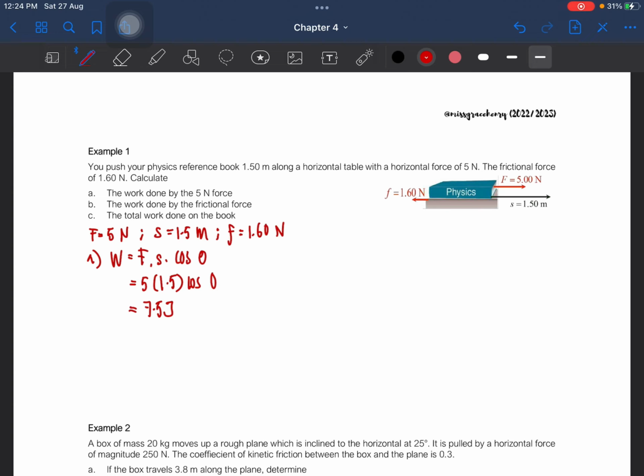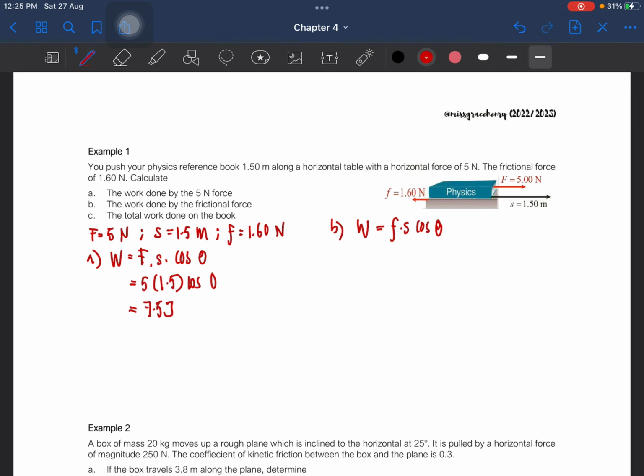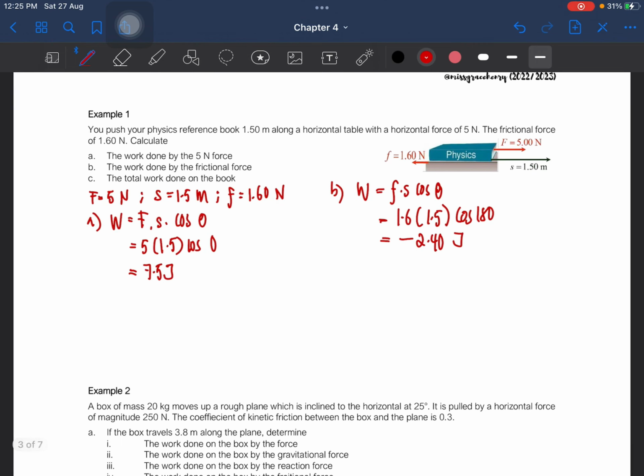Okay. Next, you have to calculate the work done by the frictional force. So that is work done equal to Fs cos theta. So now let's look at the friction force and the displacement. So both of them are in the opposite direction. So our angle will be like this. So theta is equal to 180 degree lah. So that is 1.6 times 1.5 cos 180 degree. So that is equal to negative 2.4 joule. Okay, so why is it negative? Because for friction force, it opposes the direction of motion. So work done untuk friction mestilah negative.